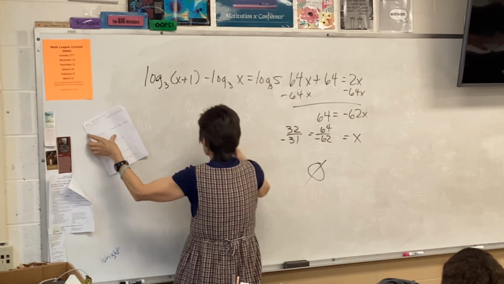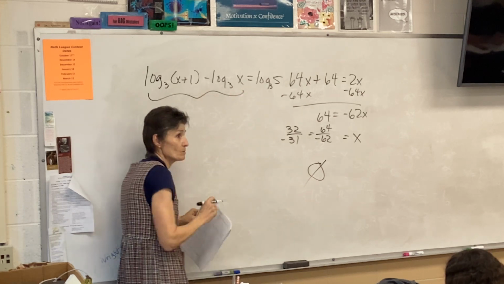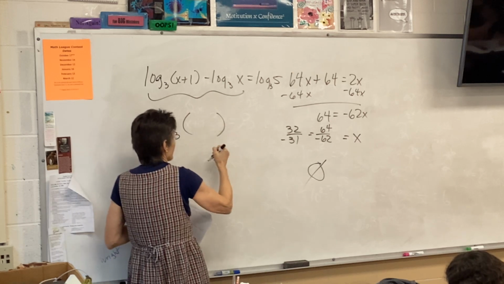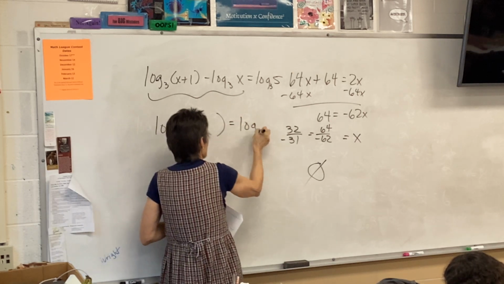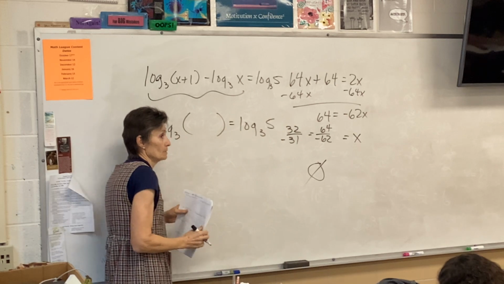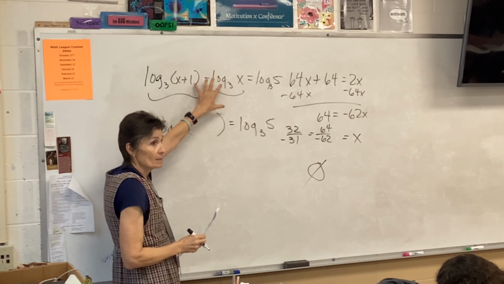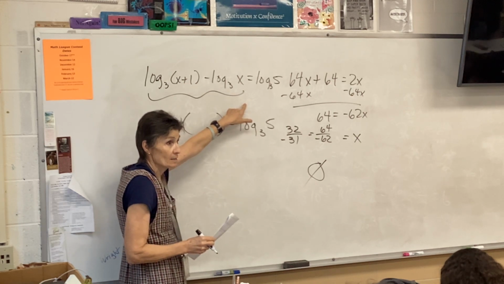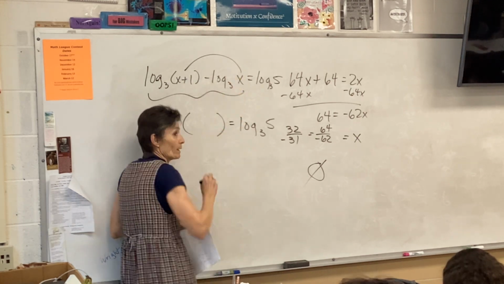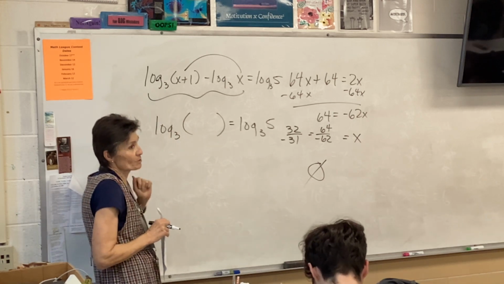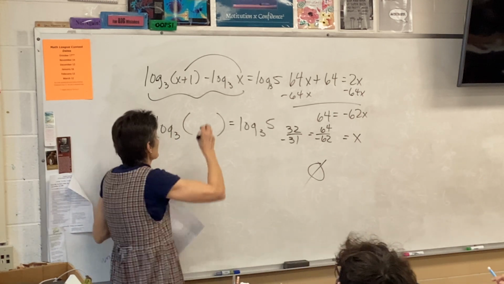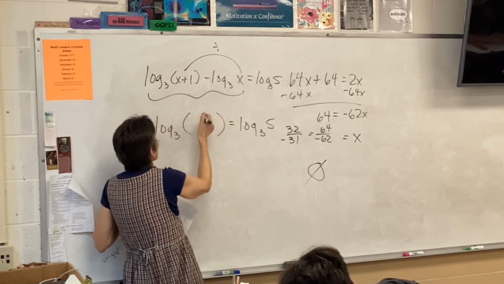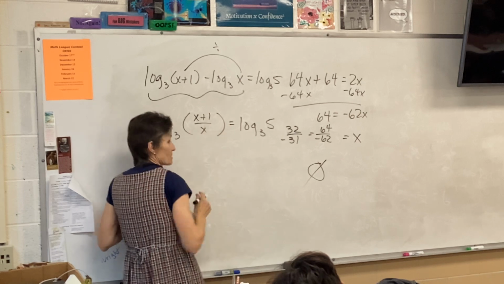This one, don't I need to combine those? So I'm gonna write log base 3 parentheses equals log base 3 and 5. And I'm gonna combine these. So in the parentheses is going an x plus 1 and an x. I just need to figure out what I'm gonna do with that x plus 1 and x. It's a division, because that's a subtraction. So x plus 1 over x.